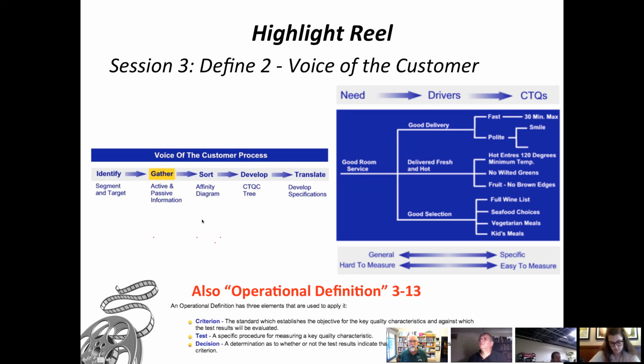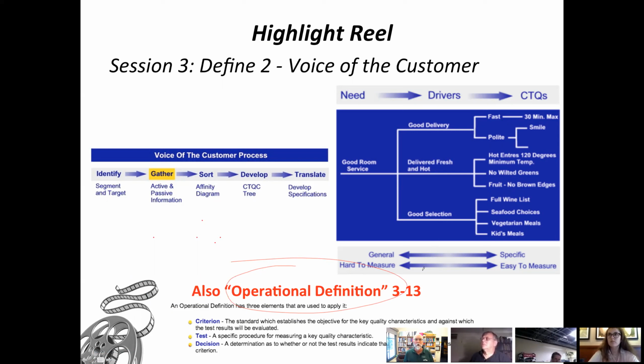Another key thing that I really like and appreciate is this idea of an operational definition. An operational definition has three components. It has some criteria, what the standard is. When we've got a standard, we can measure a gap between the performance we're getting and the performance we need. There's some sort of test or specific procedure, how do we measure that gap? And then there's a decision, a determination as to whether the test results indicate that we're achieving the criterion we want to achieve.